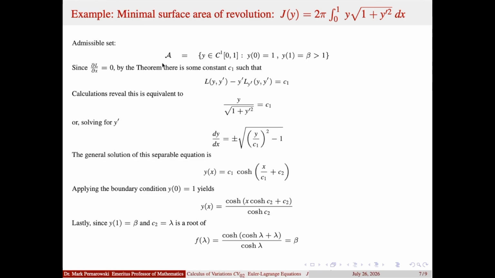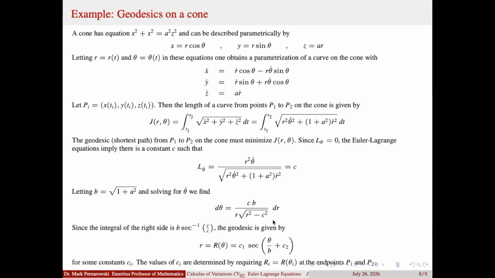It's very typical, when you're solving Euler-Lagrange equations, that you get a lot of unknown constants of integration, and then boundary conditions, or other conditions, determine a set of algebraic equations for the unknown constants. Geodesics on a cone. What's this?